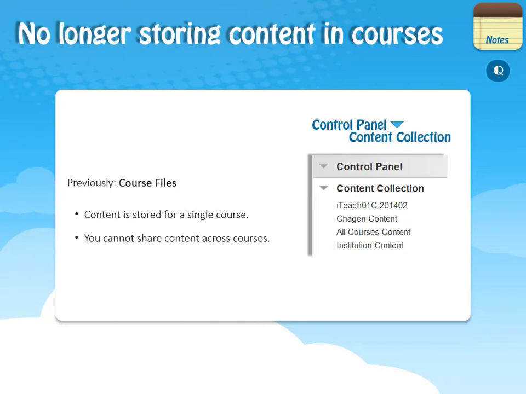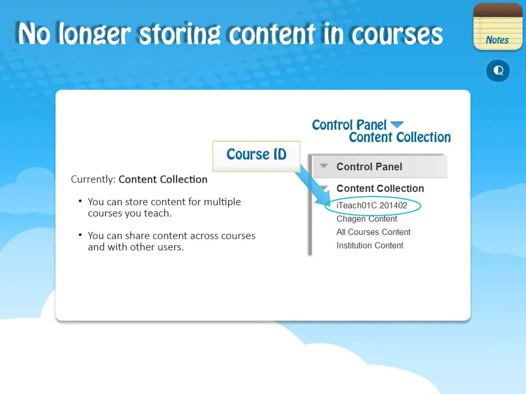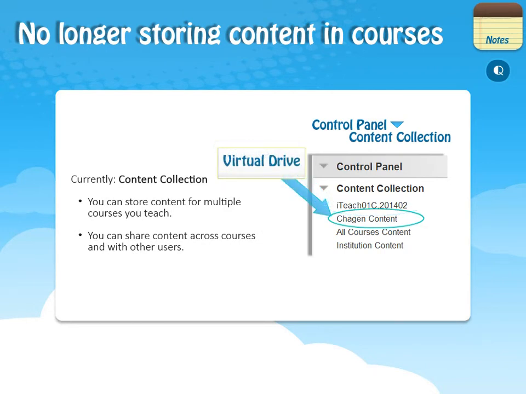You are no doubt familiar with the content collection shown in the image. In your control panel from within a course, you can add and manage course content by clicking the link to your course ID. Up until now, each time you add files to Blackboard, they are stored in the course itself, and each time you copy a course, you copy all its content. Going forward, you will either store your course content in your virtual drive or the institution folder.